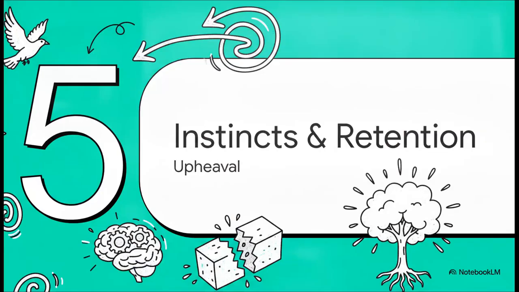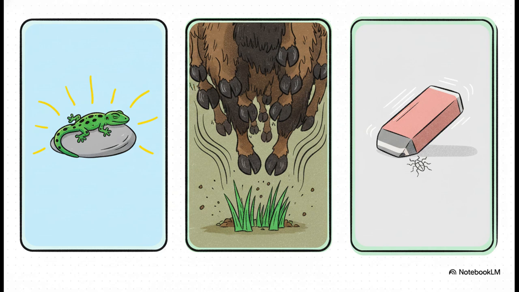This brings us to our final group, Section 5, Instincts, Upheaval, and Retention. Notice the incredible contrast here. On one hand, you have the word bask. The core image is pure tranquility. Imagine a lizard soaking up the morning sun, completely relaxed, just absorbing the warmth.